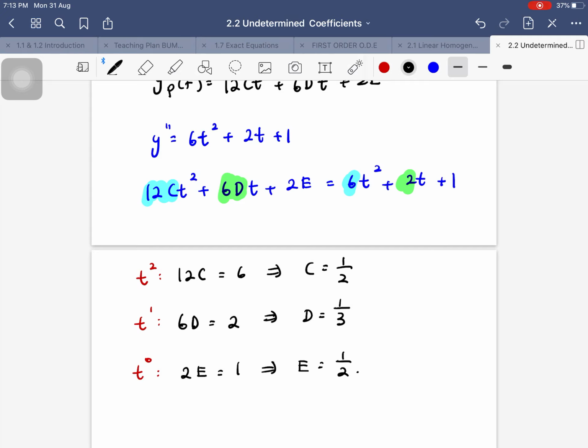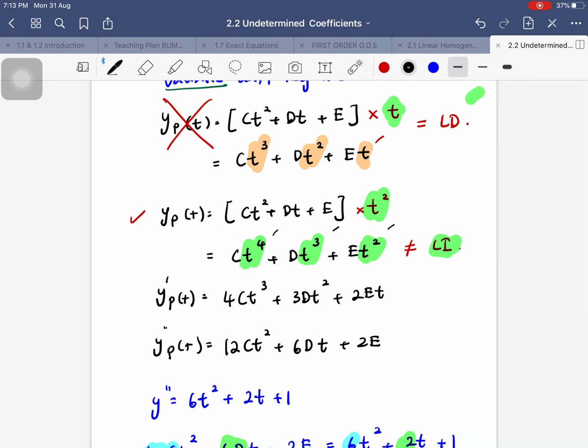So what I'm going to do next is substitute into the yp, and be careful. Bear in mind when you start substituting in the yp, which yp are you going to substitute? You're going to substitute into the yp that is linearly independent for this case. So this is going to be your yp. This is the one that is linearly independent.